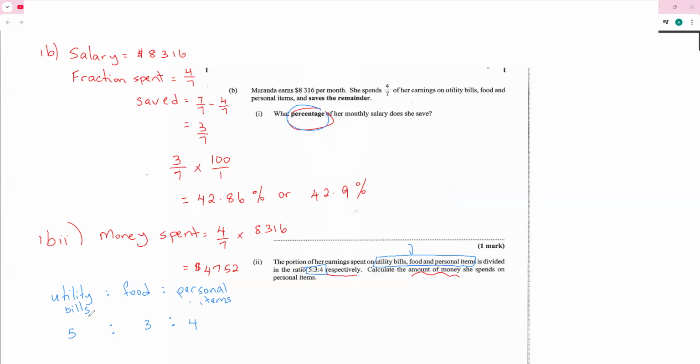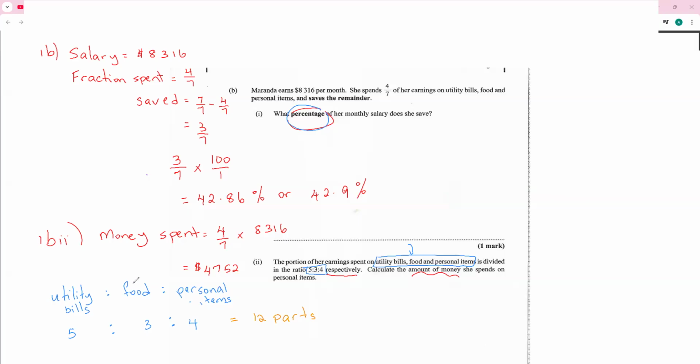Now, what this ratio is telling me is that it's giving me an idea as to how they are broken up. When I find the total of the ratio, 5 plus 3, that's 8. 8 plus 4, 8, 9, 10, 11, 12. So when I add up all the numbers in the ratio, it gives me an idea as to how many equal parts they were broken up into.